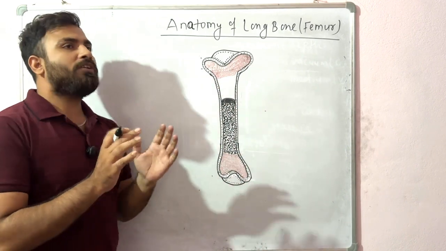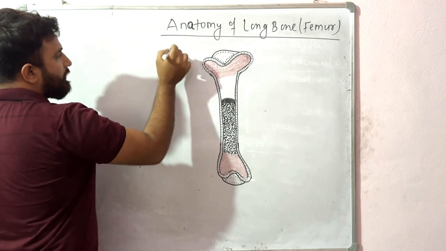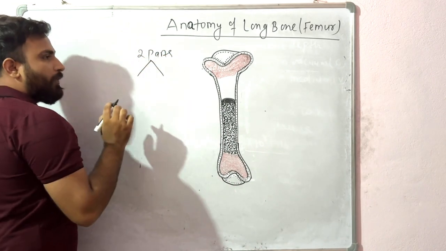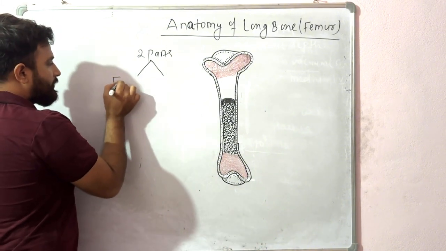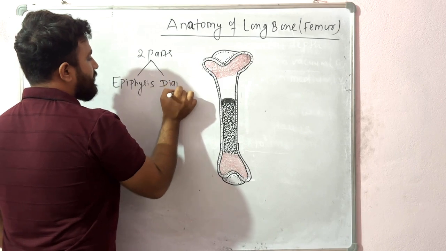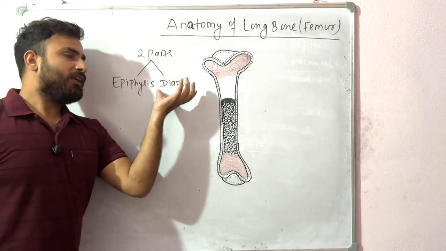Okay, so we have to start from the major things that we need to understand about the bone. These types of bone have two parts. The two major parts of this bone are, first, epiphysis and, second, diaphysis. So which one is epiphysis and what is diaphysis?